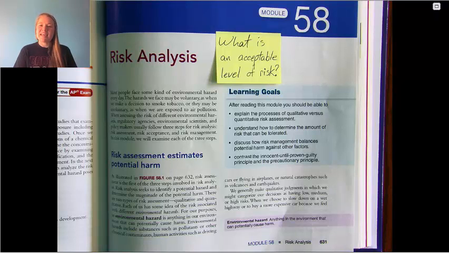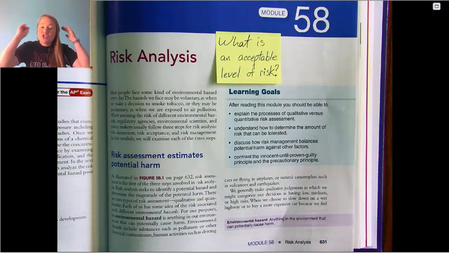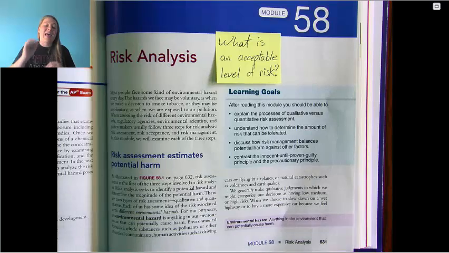Welcome to Module 58 of AP Environmental Science, and this module is all about risk assessment and risk analysis, which is really important because you are unconsciously doing this every second of every day. You have to determine what is an acceptable level of risk for walking out of your front door to go to school. Whether it is an acceptable level of risk to walk to school or to drive to school or to take the bus to school. You are doing this risk assessment unconsciously all the time on every single decision that you make.